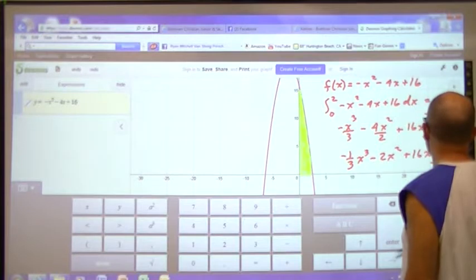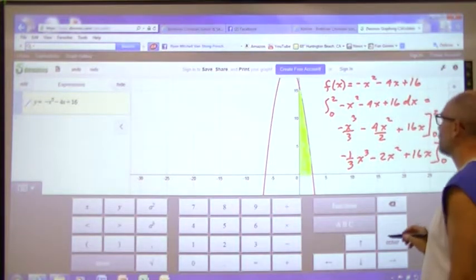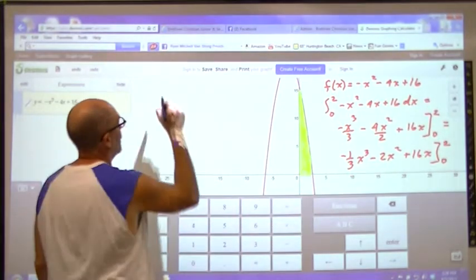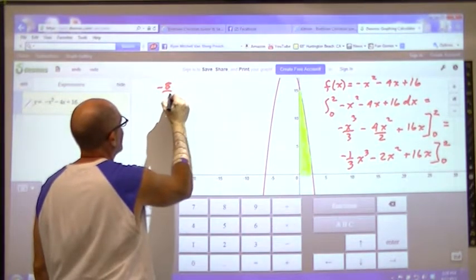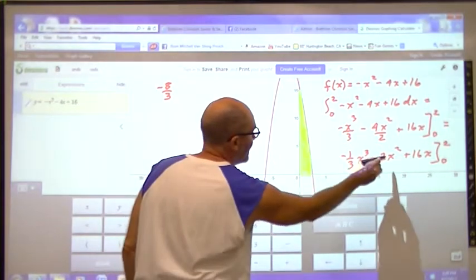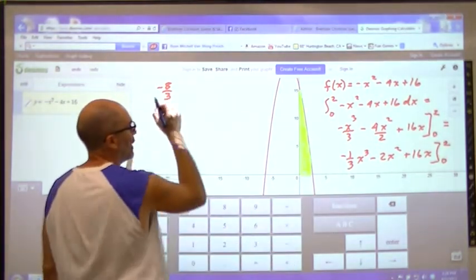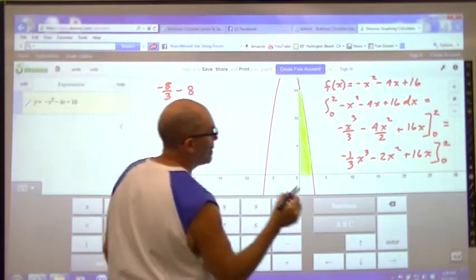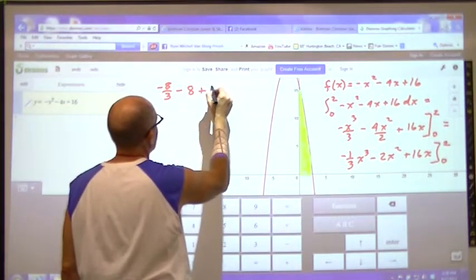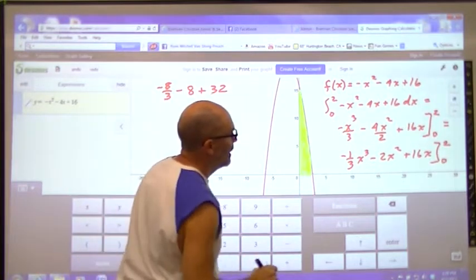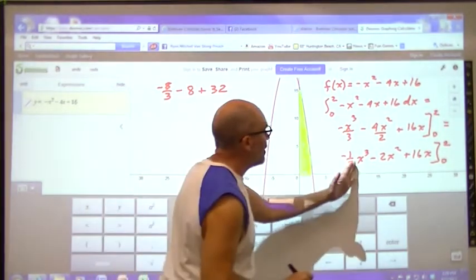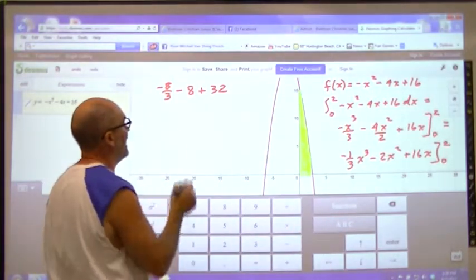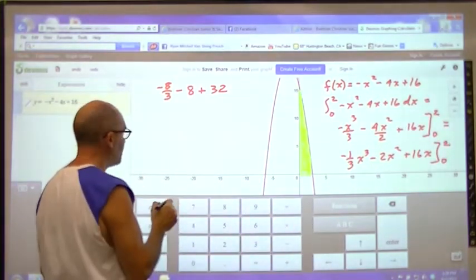Now when I put a 2 in here, I have negative 1/3 times 8, which is negative 8/3, minus 2 times 2 squared, which is minus 8, plus 16 times 2, which is 32. And now when I put zeros in here, I have 0 minus 0 plus 0, which is 0. So basically this is the area under the curve right here.